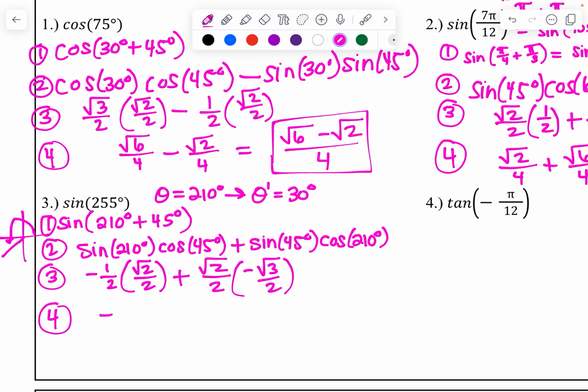And so when we simplify, we get negative square root of 2 over 4, and then minus square root of 6 over 4. So we can go ahead and put that together, and see that we get negative square root of 2 minus the square root of 6 all over 4.